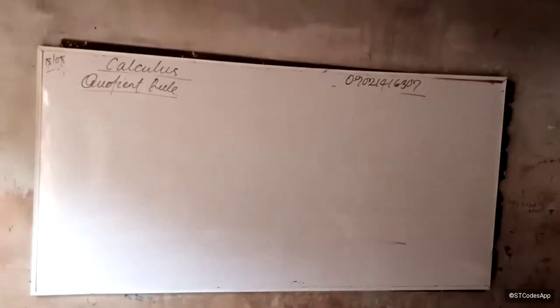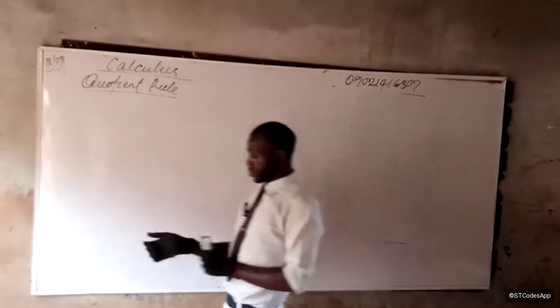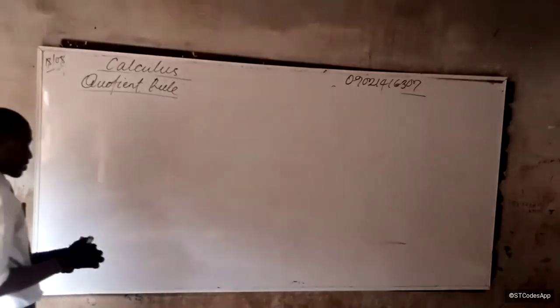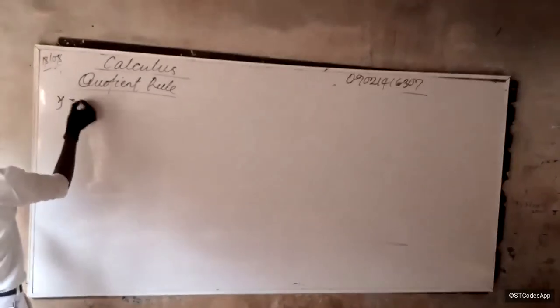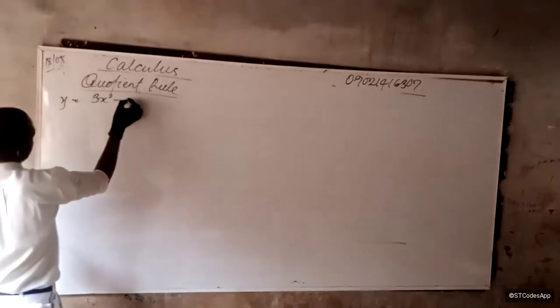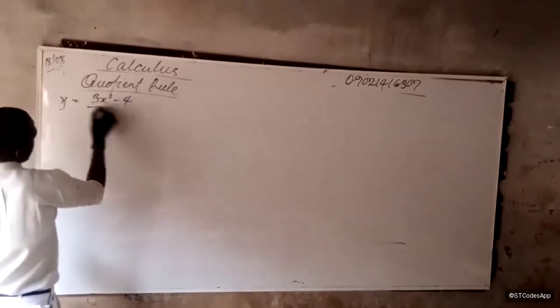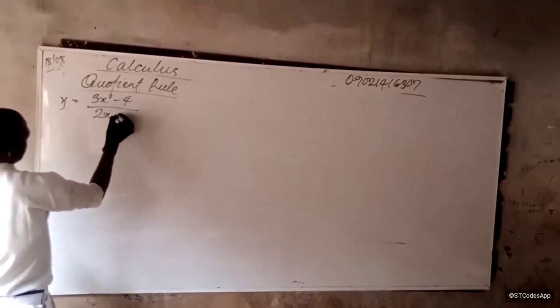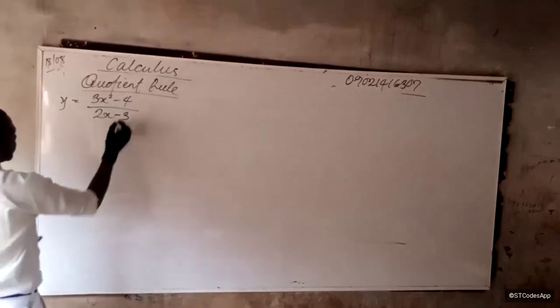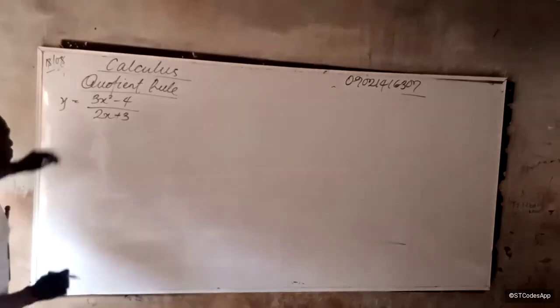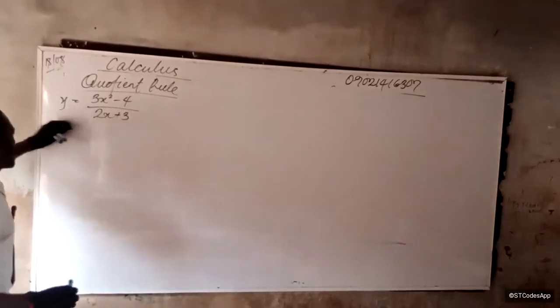All right, let's talk about the quotient rule. Now, in the quotient rule, the word quotient actually means division, isn't it? So if you have a function like this, (3x squared minus 4) over (2x minus 3), or plus 3, either way. Now, we are told to find this kind of expression.